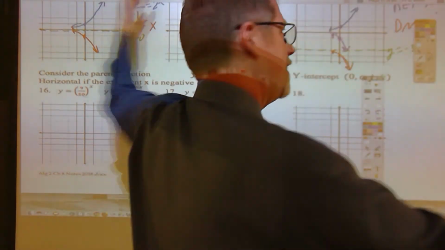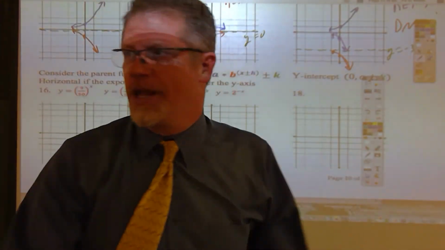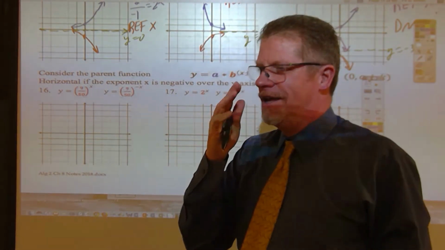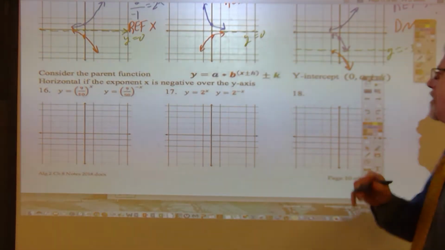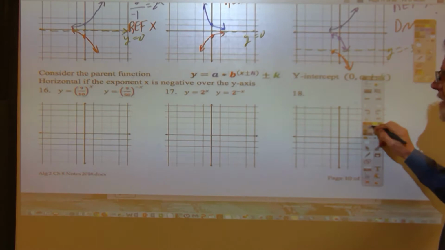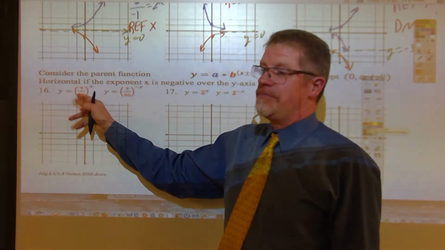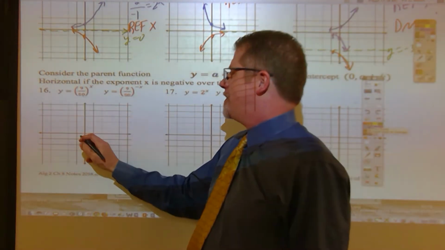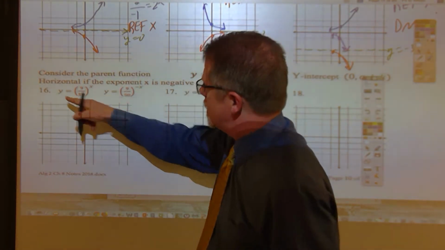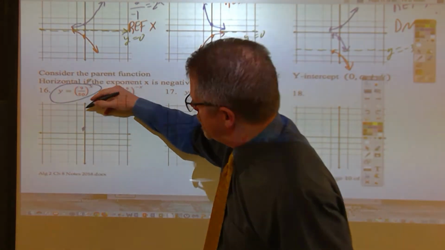Okay, so here we go. Reflecting over the x-axis. Now, the y-axis. This is an exponential decay curve. So this parent graph, here it is.